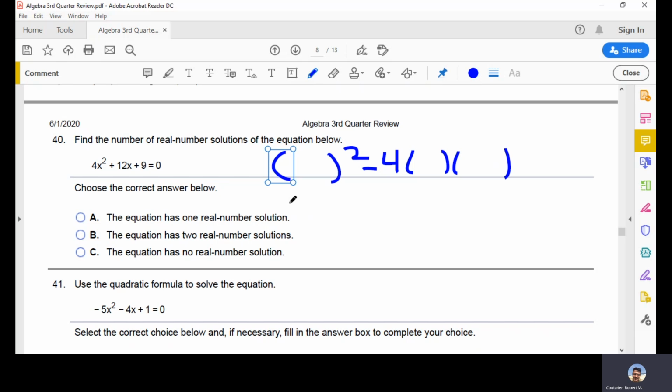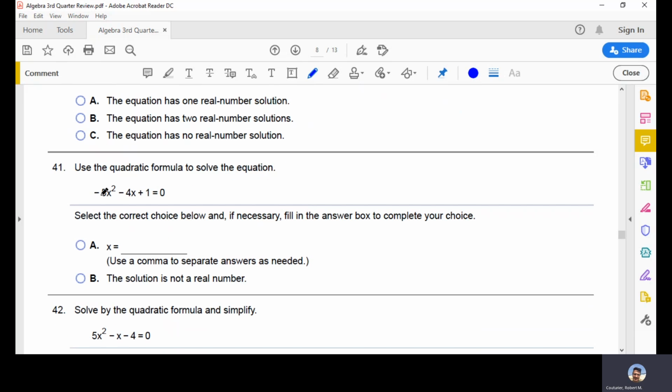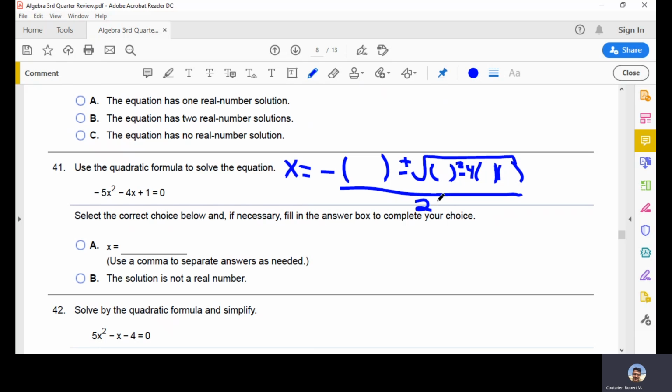You figure it out. Plug in your B, plug in your A, plug in your C, square it, and then keep going. Evaluate carefully, all right? Number 41 says use the quadratic equation. So x equals the opposite of b plus or minus the square root of b squared minus 4 times a times c, and this is all divided by 2 times a.